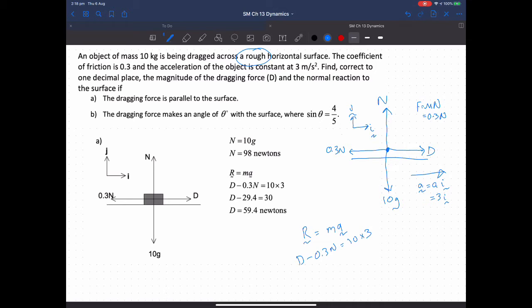So, rearranging this, we have 10 times 3 is 30. But I have 0.3 times n. Now, we know 10g is equal to 10 times 9.8, which is 98. So we know n is equal to 98, which gives me D equals 59.4, and I'm using N for newtons.